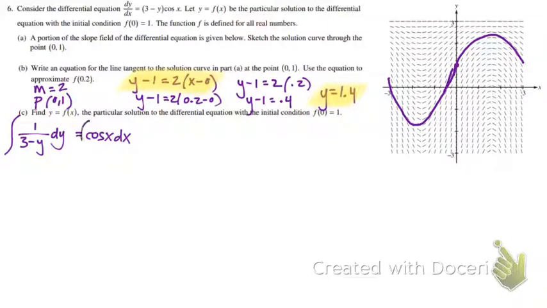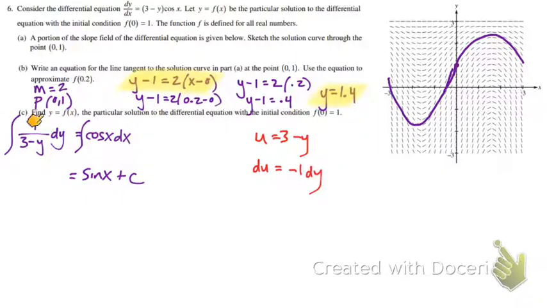So we need to integrate both sides. The integral of cosine is sine, so this is sine of x plus c. The integral of 1 over (3 minus y) is a u substitution. So we have u equal to 3 minus y. du is equal to negative 1 dy.